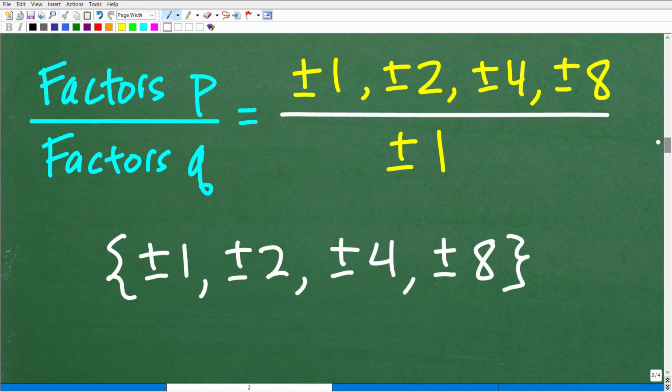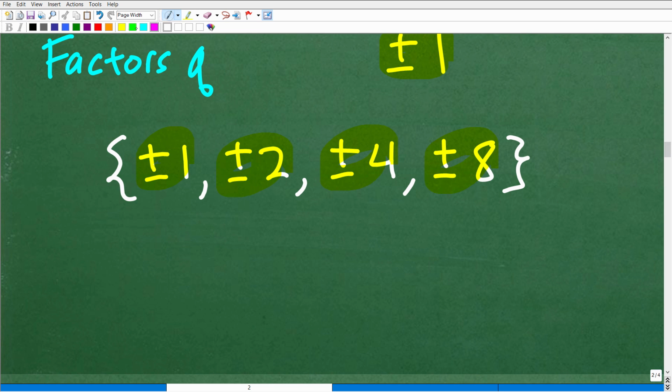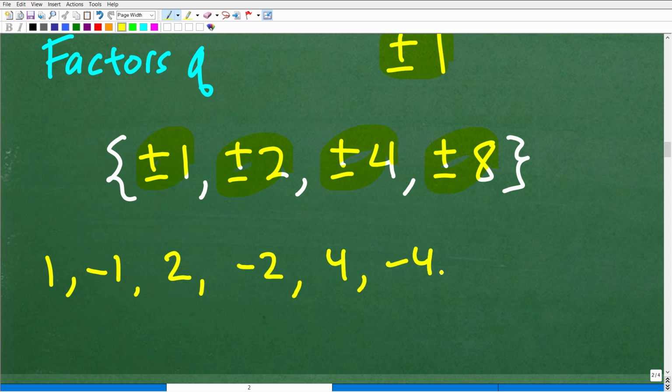So now let's go ahead and clean this list up. And here's how we're going to do this. We have only one factor down here in our denominator. So plus or minus 1 divided by plus or minus 1, easy. That's plus or minus 1. Plus or minus 2 divided by plus or minus 1, plus or minus 2. Plus or minus 4 divided by plus or minus 1 will give us plus or minus 4. And then plus or minus 8 divided by plus or minus 1 is plus or minus 8. So what does that mean? Well, let me write this all out the long way. So 1, negative 1, 2, negative 2, 4, negative 4, and 8, negative 8.